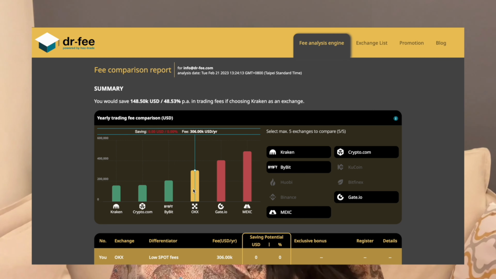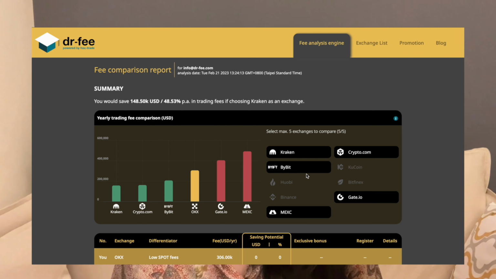The volume we entered has been rather high, but that is quite a lot in fees. That is why we always recommend to check for your most fee-efficient exchange. At Kraken, the same user would have paid roughly 160K for the exact same trades, or roughly half compared to OKX.